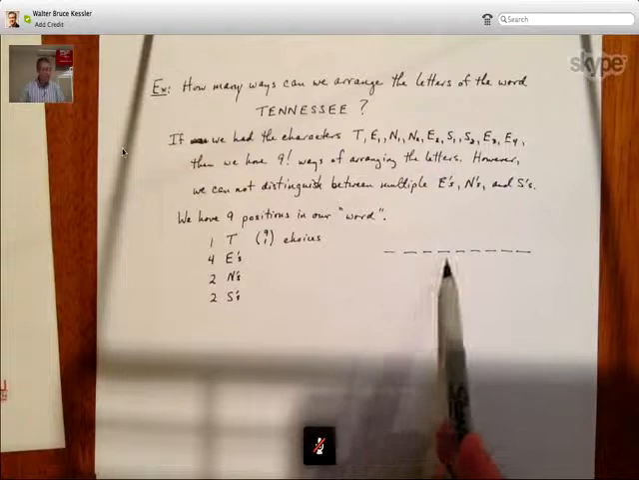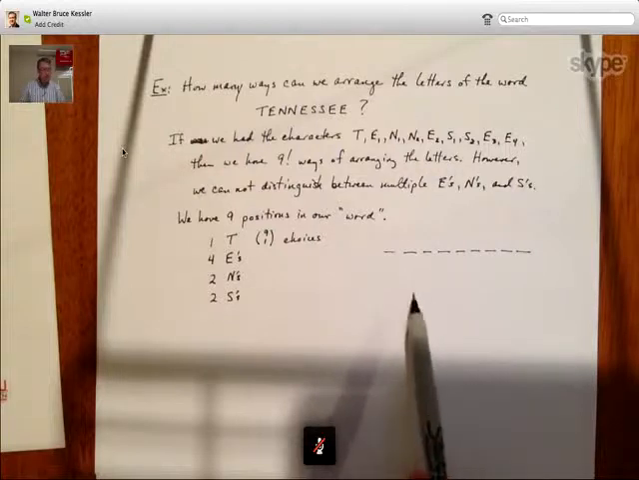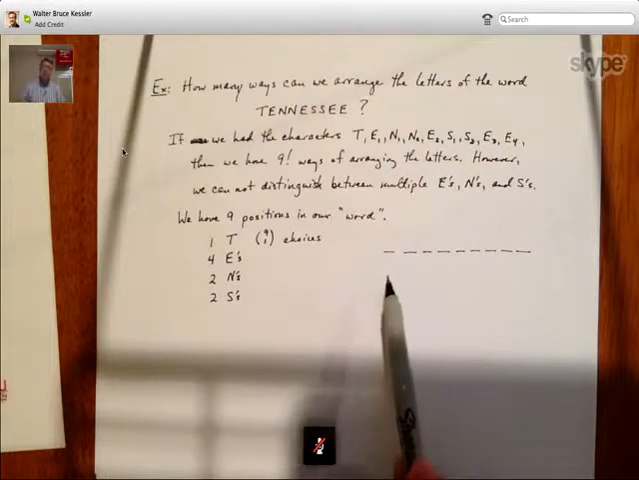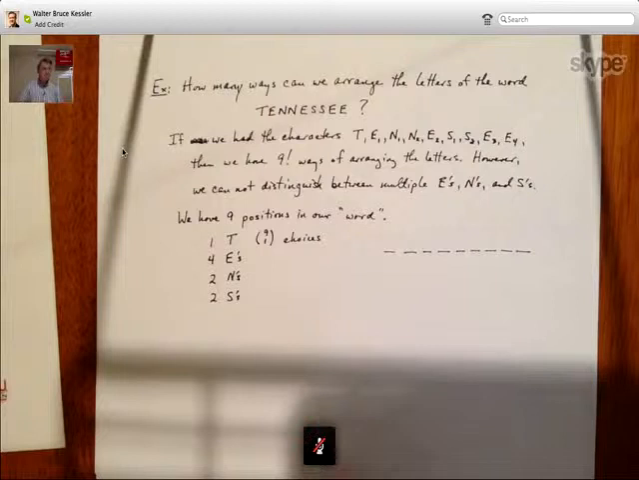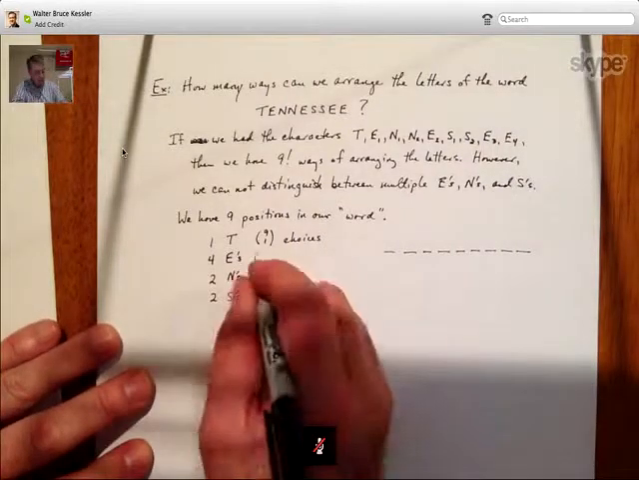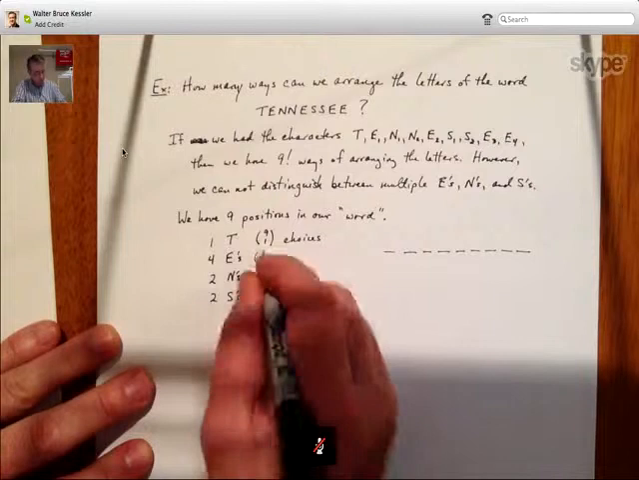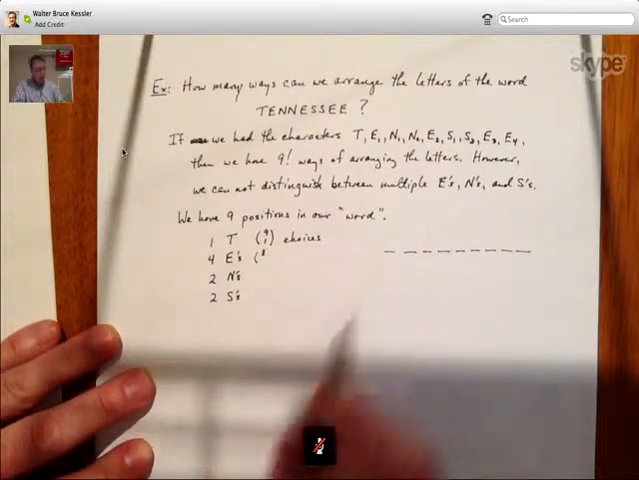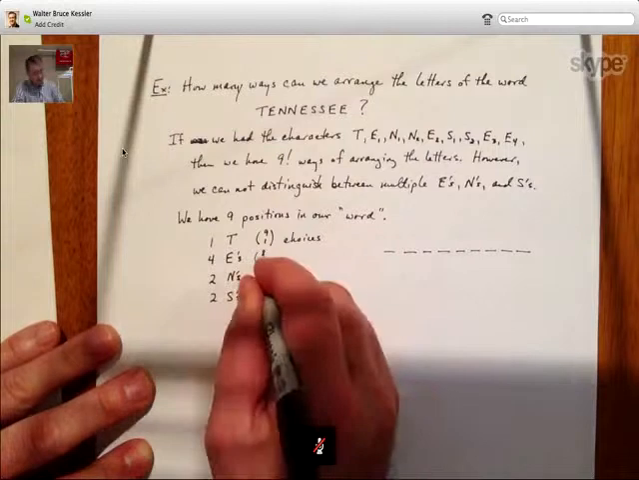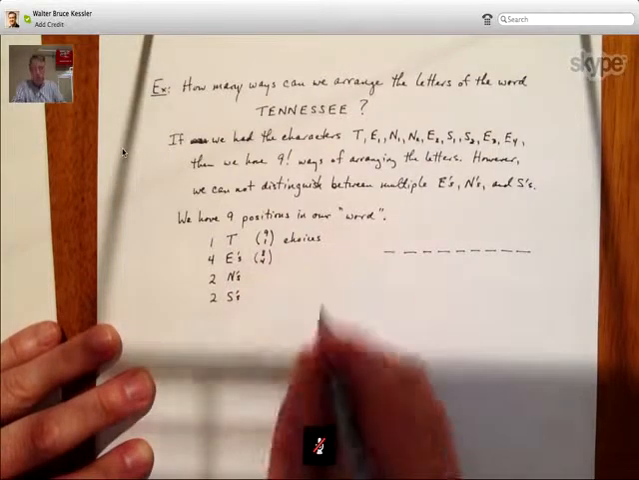T's over here somewhere, and I choose the first 4 positions. Then it doesn't matter if I choose the first, second, third, and fourth position, or the fourth, third, second, and first position. It'd be the same word, right? So we really are choosing here. We're doing combinations, and I have 8 possible positions left, and I want to choose 4 of them.